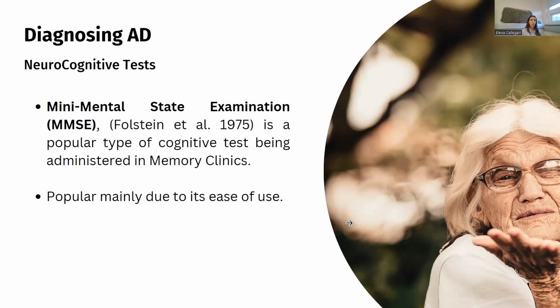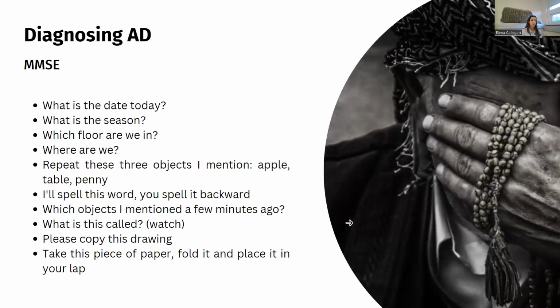And this test consists of a series of questions that are asked to the person that is a suspected dementia patient, to see what kind of responses they give. And if the responses they give are incorrect or abnormal, then you suspect that there might be something going on. The questions are actually very, very basic. So here are some of the questions that are part of this test. And you can see it's very basic stuff.